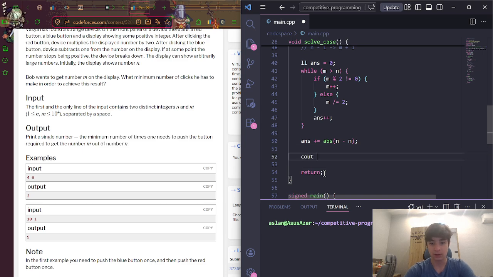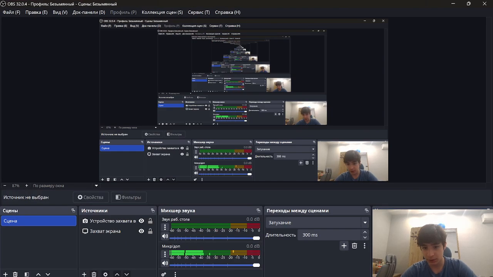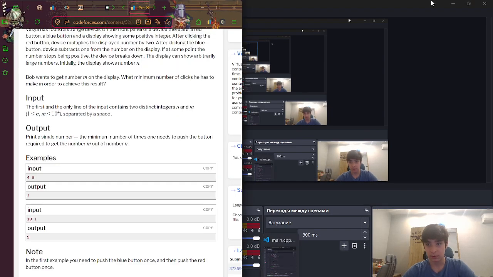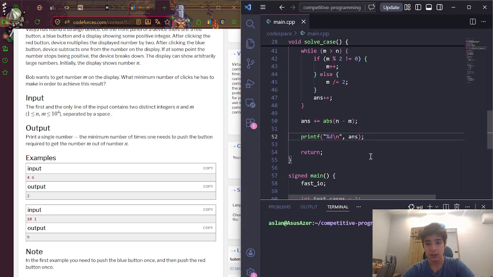And cout the answer. I also like to do this printf, because I don't use it at all, but it's really interesting. There we need to add a percent symbol, then d for digit, and then answer. Yeah, this is pretty interesting. And then how to add slash n like this. Yep. Let me check. Yep, this one is gone. Okay, let's try it, and here we go.